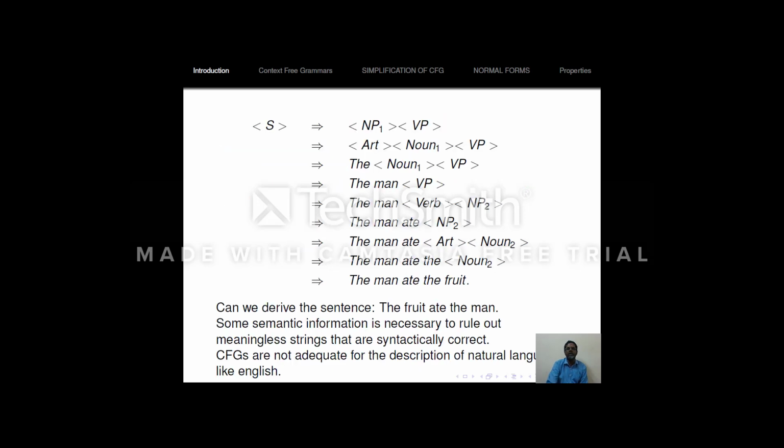So now we have the man ate the fruit. So this is one process by which a sentence is generated by the rules which are described here. So now S stands for the starting symbol. So now in the same sense, we can also derive sentences like the fruit ate the man.